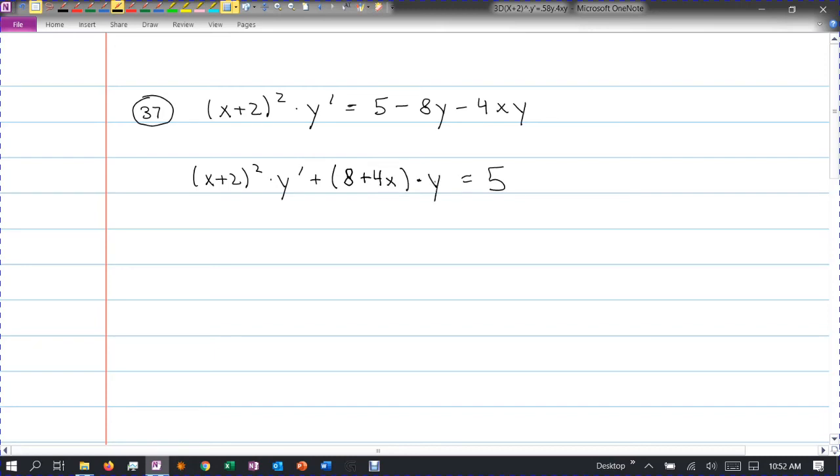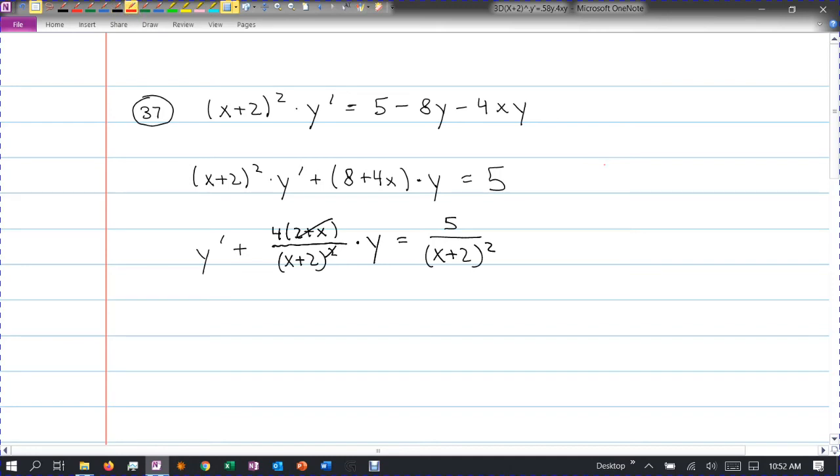And now I divide through by x plus 2 squared. So y prime plus 8. I'm going to rewrite that as 4 times 2 plus x, and the reason I did that is because I'm about to divide through by x plus 2 squared, and I kind of saw that it was going to cancel. At least one factor will reduce out. Then 5 over x plus 2 quantity squared. So see here, boom, boom, that's nice.